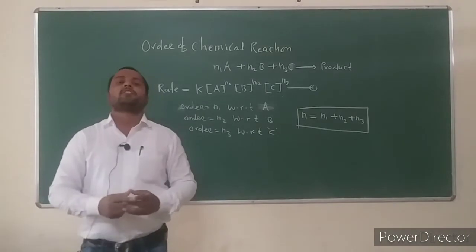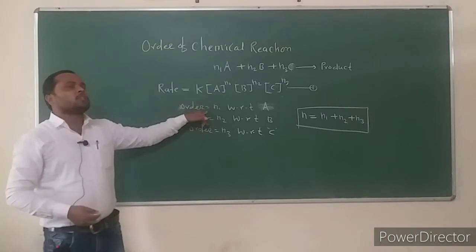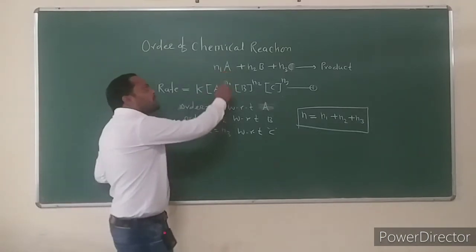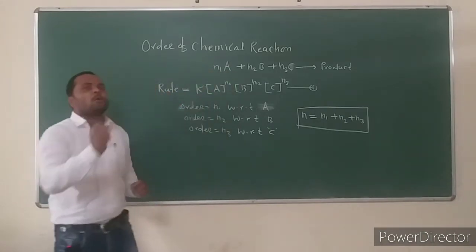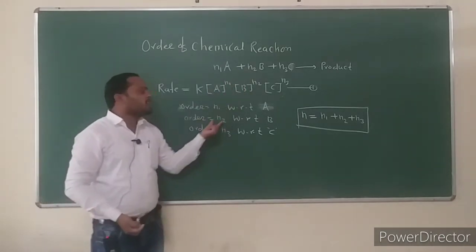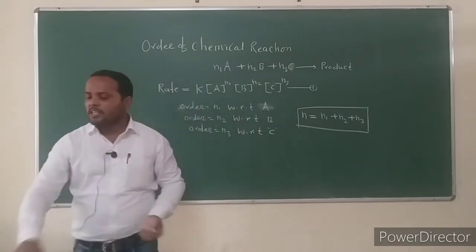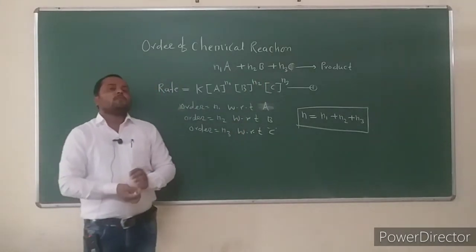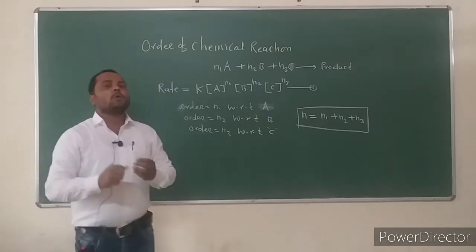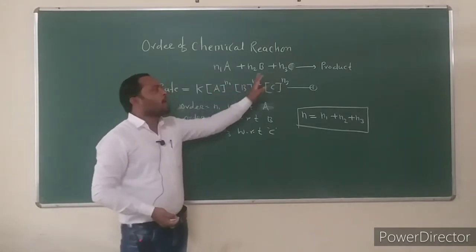Then what is the definition of order of reaction? The order of reaction with respect to a particular reactant: considering reactant A only, it is n1. The order of reaction with respect to reactant B is n2, and with respect to reactant C is n3. Then the order of reaction with respect to a particular reactant is equal to the power of concentration of that reactant in the rate equation.